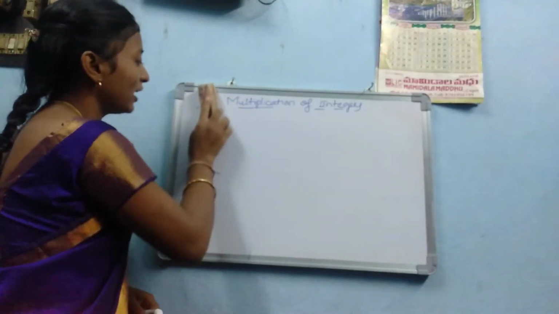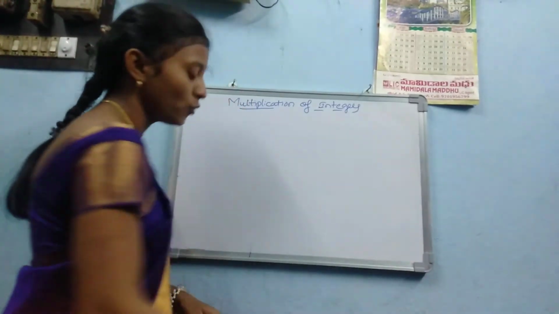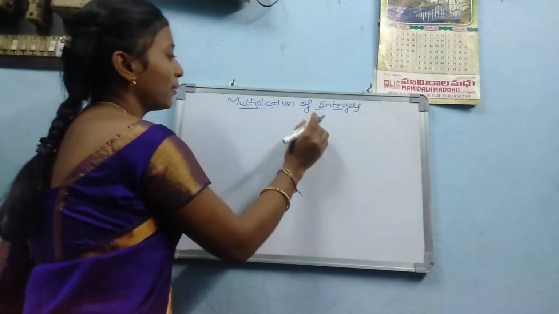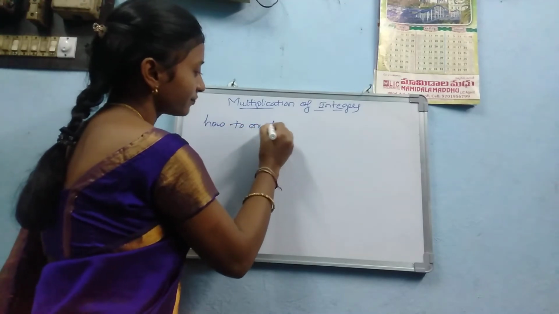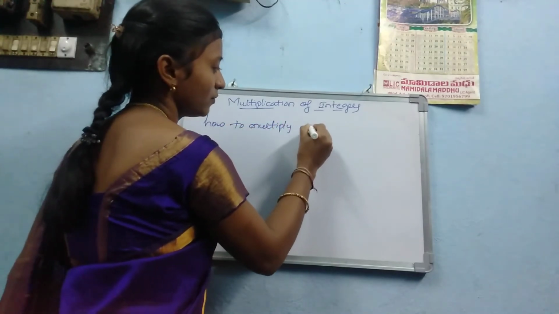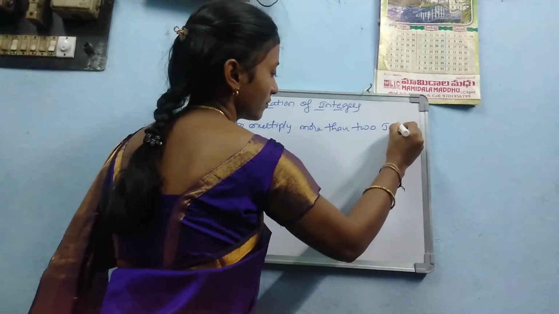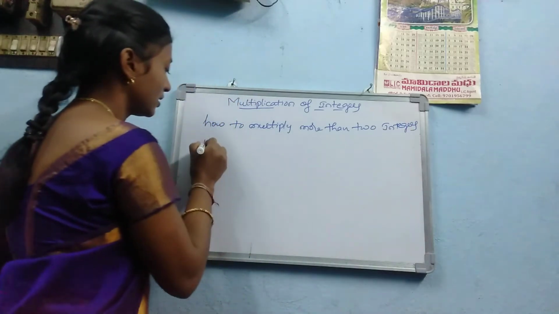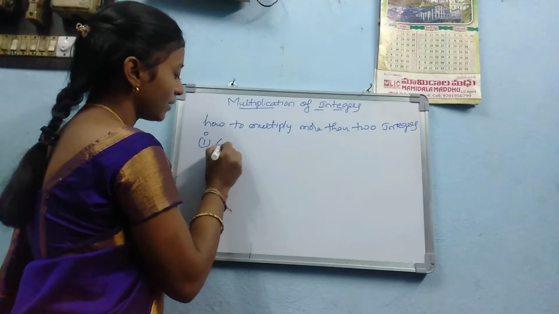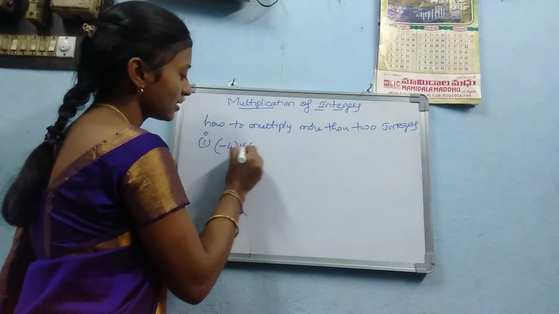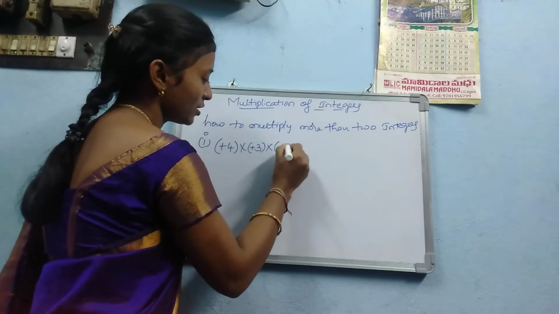The next topic is multiplication of more than two integers. How to multiply more than two integers? Take one example, that is minus 4 into plus 4 into plus 3 into plus 2.